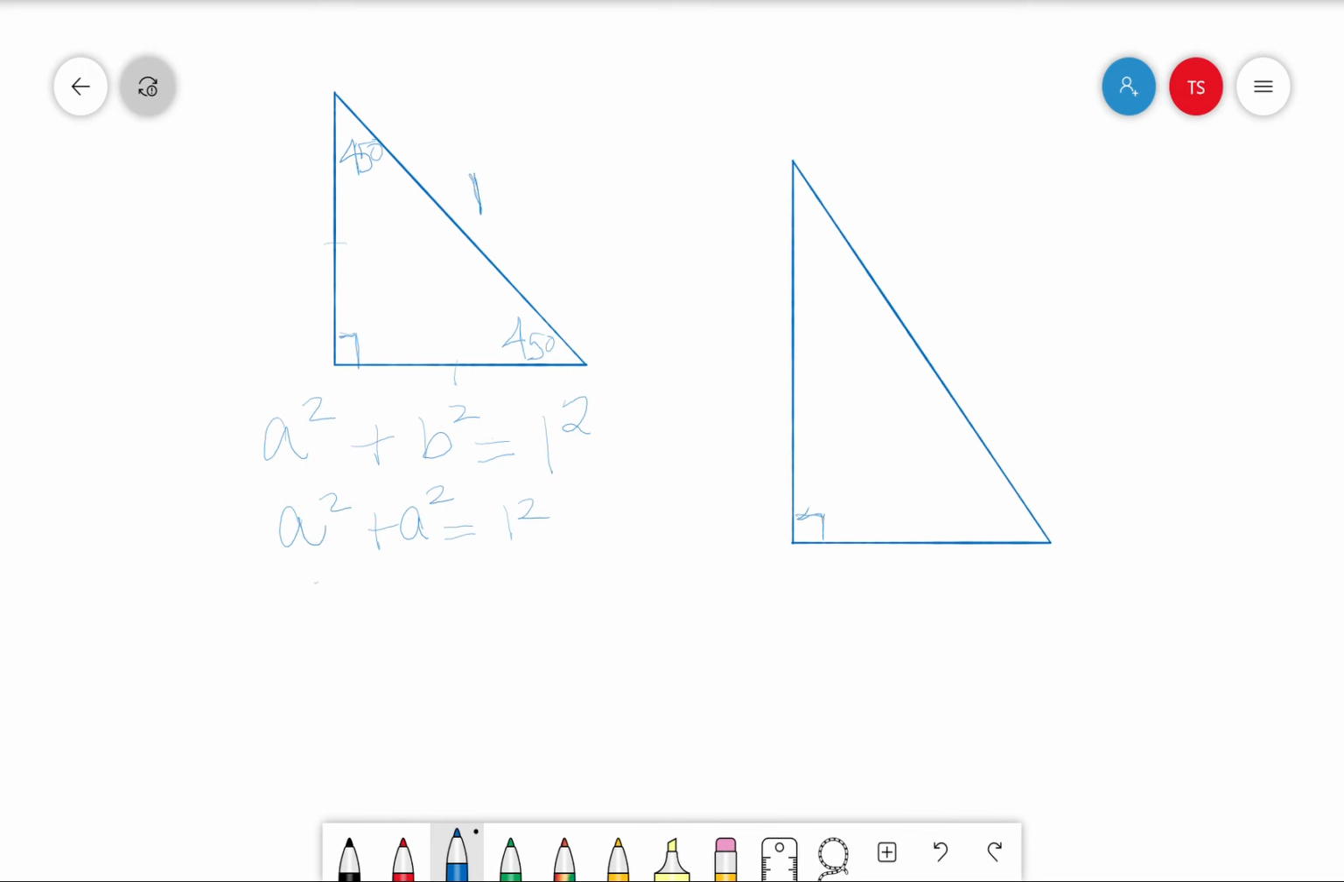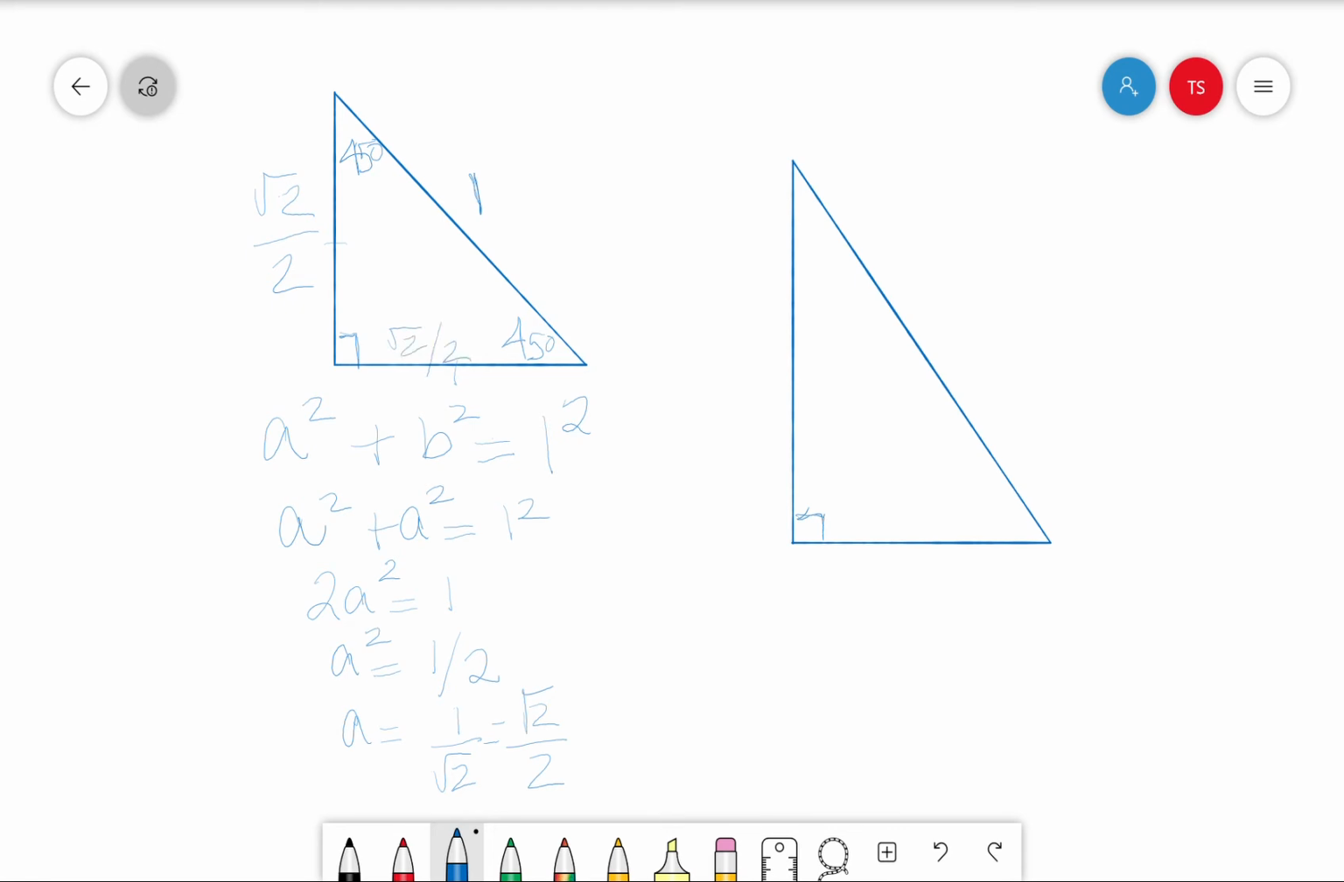So that gives me 2a squared is equal to 1. A squared equals 1/2. So then each side is 1 over the square root of 2, which we typically write as radical 2 over 2. And so these sides are going to be radical 2 over 2 and radical 2 over 2.